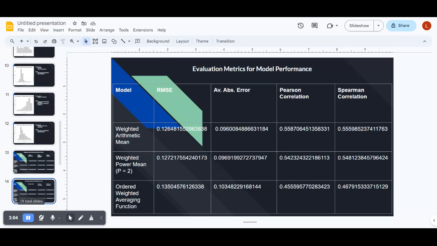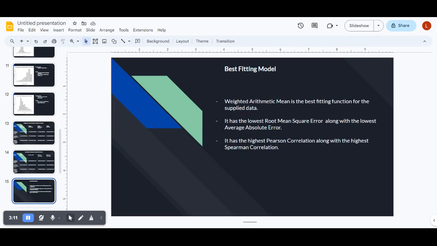We also calculate the evaluation metrics for the different aggregation functions, which can be seen in this table. From the above table, we can see that weighted arithmetic mean is the best fitting function for the data as it has the lowest root mean square error, and it also has the highest Pearson and Spearman correlations. But please note that even though the correlations have the highest value in case of weighted arithmetic mean, they are still low.